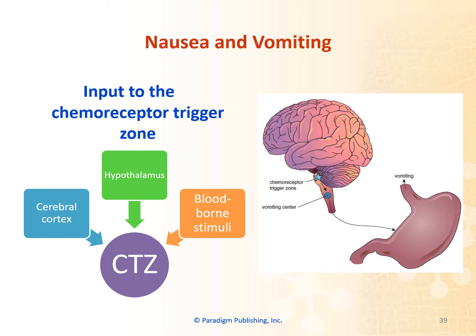All right, so nausea and vomiting. I don't know if you've ever heard of the chemoreceptor trigger zone before. This is something you probably should pay a little bit of attention to. It's going to be on your exam. So in the cerebral cortex, you have the hypothalamus, and then the bloodborne stimuli gathers there, and that's where it's called, in this little diagram, the vomiting center. This is what controls and regulates nausea and vomiting.